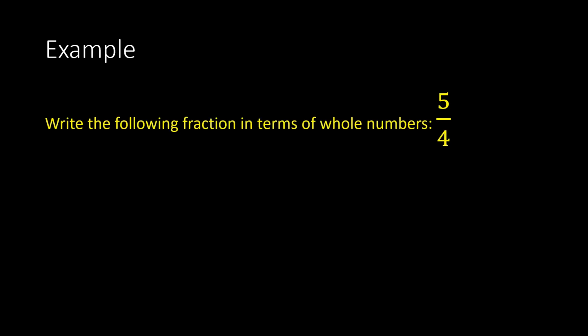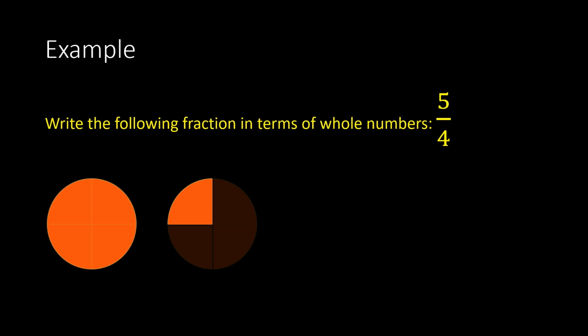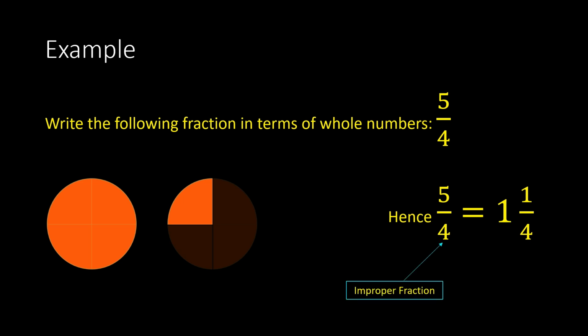We will now look at an example of a fraction in which the numerator is greater than the denominator. Let's take a look at 5/4. As you can see, this is 4 pieces out of 4 plus 1 piece out of 4. Since 4 pieces out of 4 is 1 whole, we have that 5/4 equals 1 and 1 out of 4. An improper fraction is a fraction whose numerator is greater than or equal to the denominator. So 5 out of 4 or 5/4 is an improper fraction.